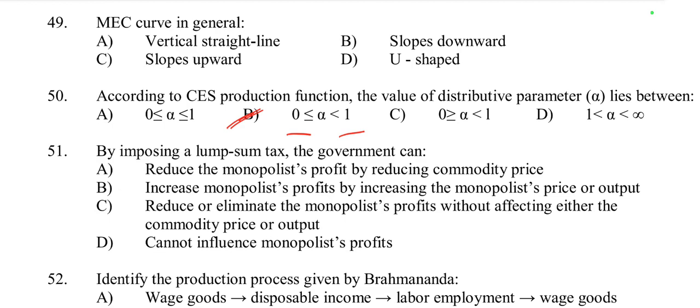production function, the distributive parameter alpha typically lies between 0 and 1. This parameter represents the distribution of income between the factors of production, usually labor and capital, with values closer to 1 indicating a higher share of one factor, and values closer to 0 indicating a higher share of the other factor. So option B is right here.